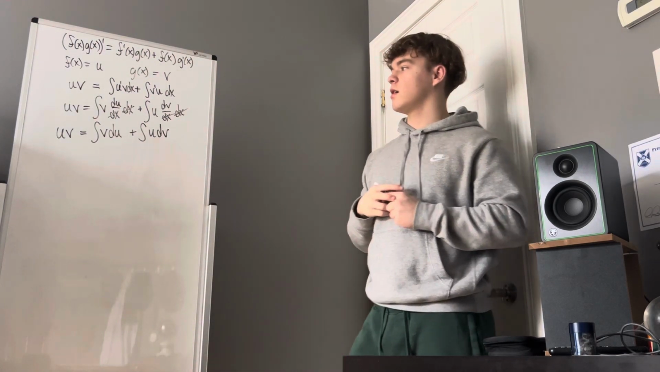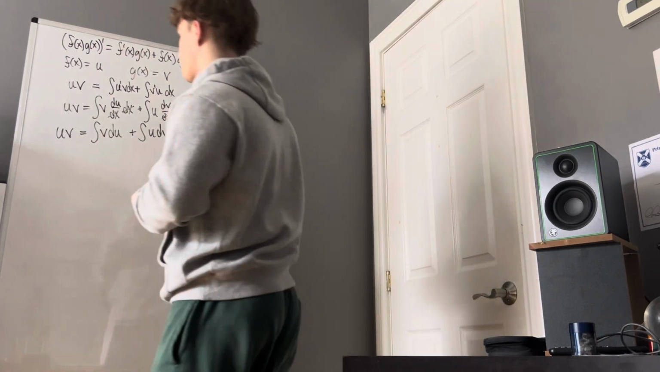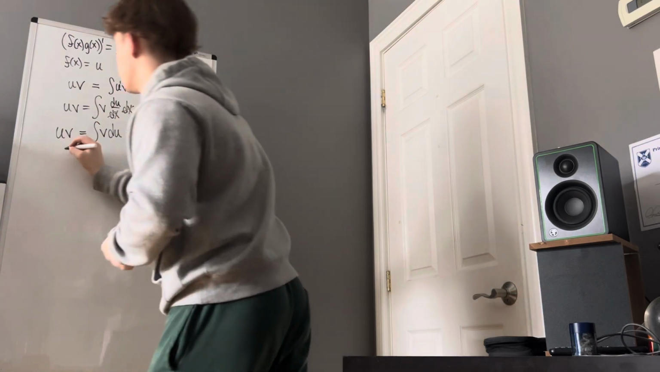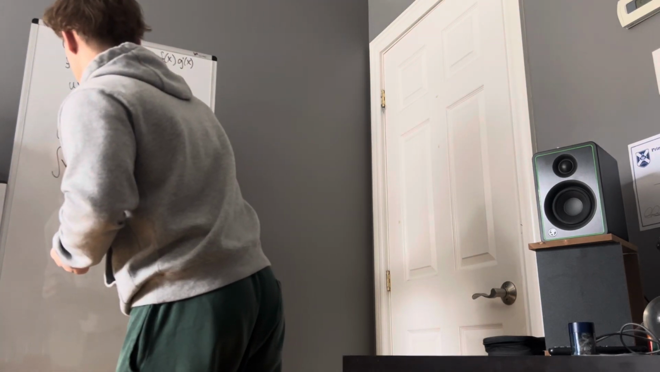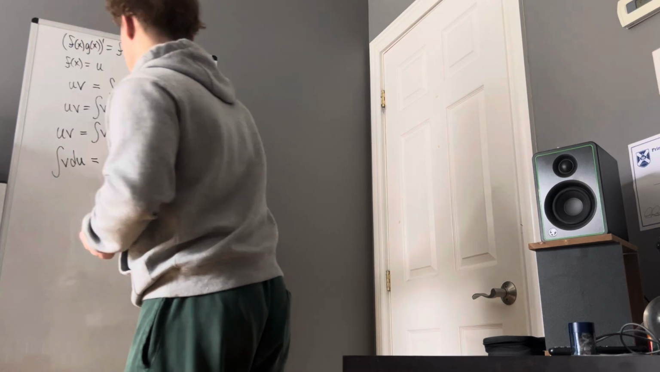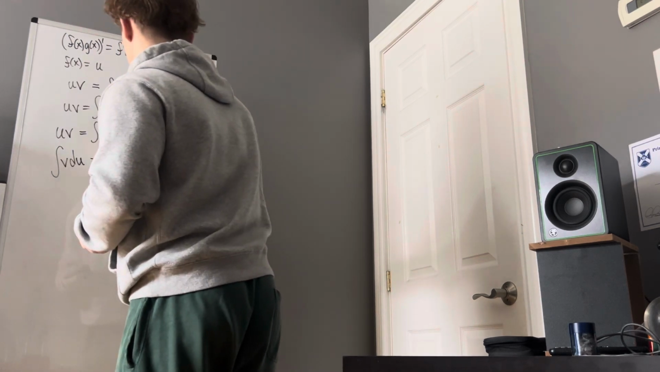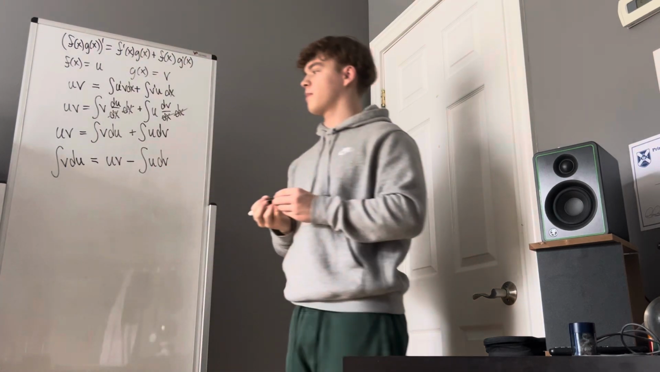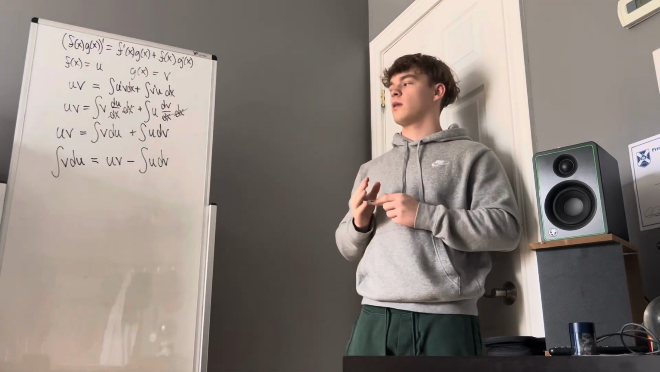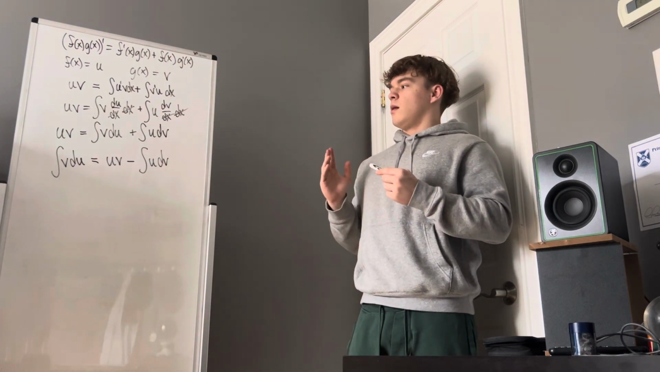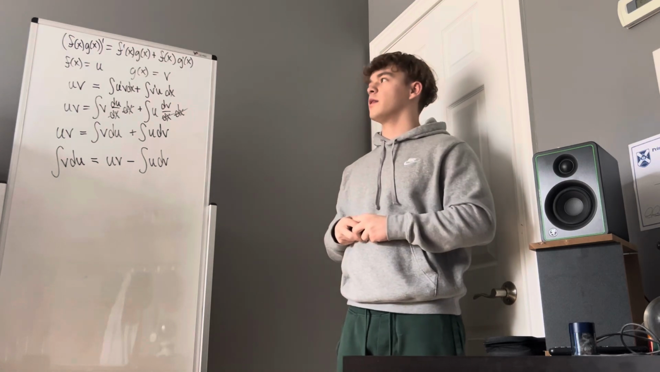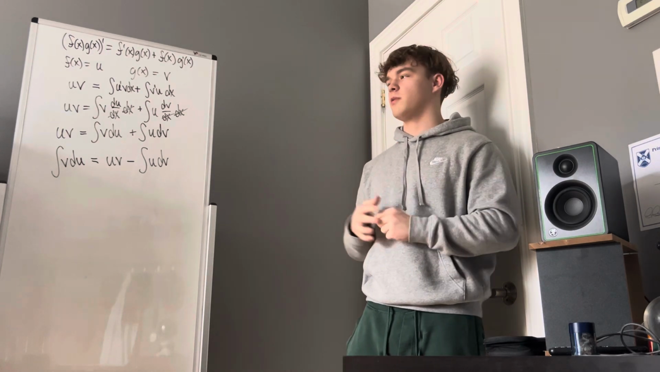So let's rearrange. Let's bring this over to the other side and flip the sides. We've got the integral of v du equals uv minus the integral of u dv. It's kind of hard to understand quite yet, but let's look at an example and maybe you'll understand a bit more.